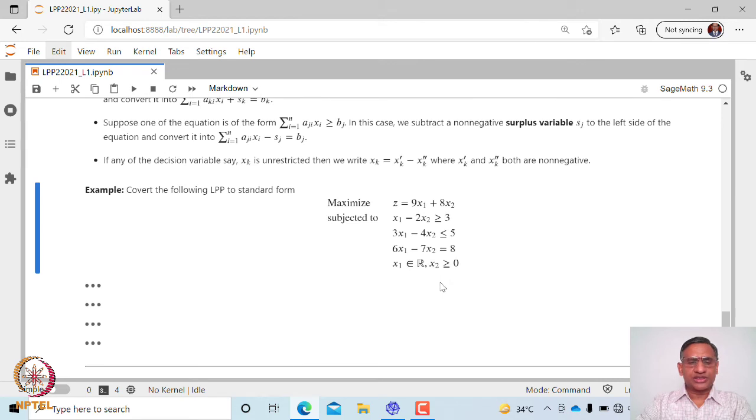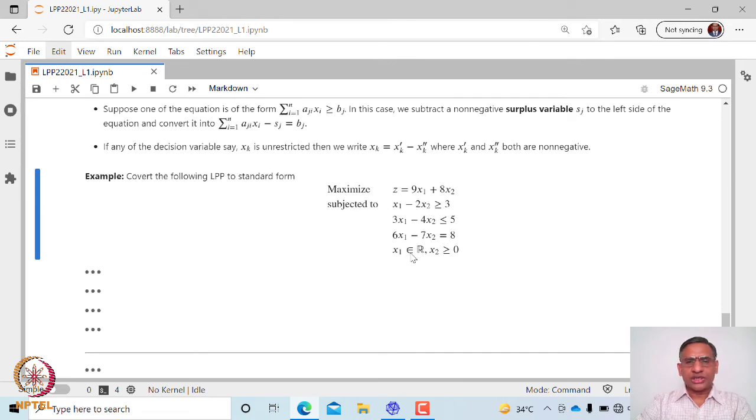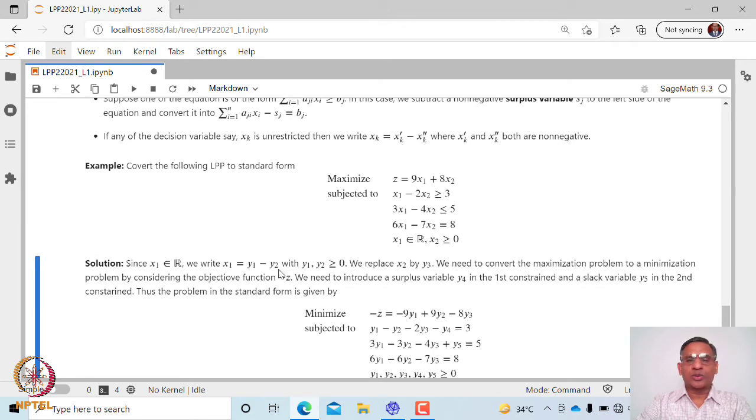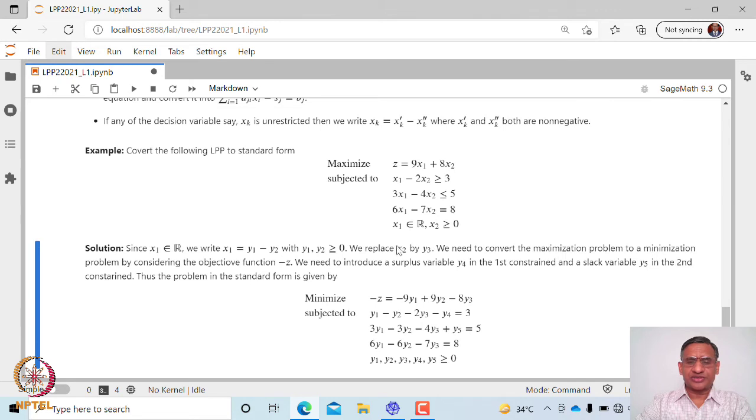Now how do we convert this into a standard linear programming problem? First let us look at these design variables x1 and x2. Here x1 is unrestricted, so we will write x1 as, let us say, y1 minus y2, where y1 and y2 are non-negative. So everywhere you have x1, you replace it by y1 minus y2, and x2 is non-negative, so we don't need to change anything. However, since I have written x1 as y1 minus y2, x2 we will also write as y3, so we will be dealing with variables y1, y2, y3, and they are all non-negative. So that is the first thing we need to do.